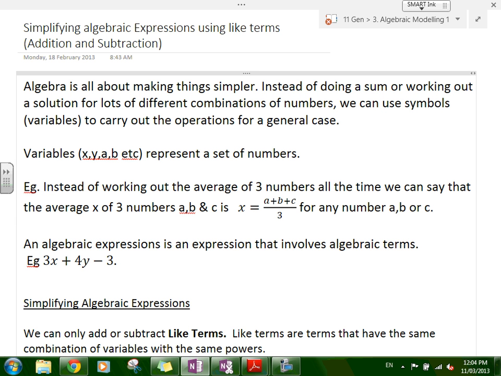Or, instead of working out the average of three numbers all the time and thinking it through each time, if we have the average x of three numbers a, b, and c, x is equal to (a + b + c) over 3. Right? That's a general rule using algebra. It's a simple example, but it gives you an idea of the point of algebra. Now, an algebraic expression is just something that has variables involved. Okay, 3x, 4y minus 3 or something like that.